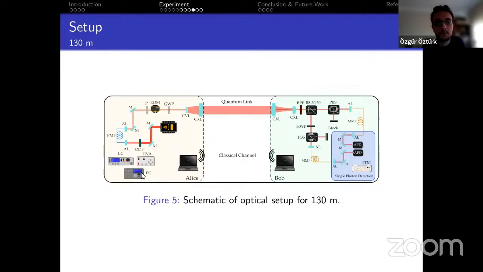We used a pulse generator synchronized with the laser to create random bit strings, which is not random. I'm sorry, I'm correcting. We used the pulse generator to create the bits.